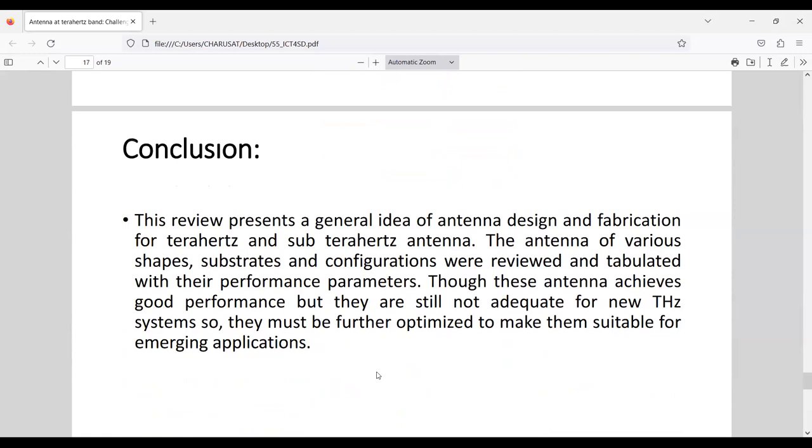So the conclusion of the paper is that I have given a general idea of various shapes and sizes of antennas at the terahertz band, its challenges, and the fabrication and measurement techniques. Though these antennas have very good performance, they are still not adequate for the terahertz band system. From the future point of view, further optimization is needed, and more instruments should be there to measure its radiation pattern and its frequency.